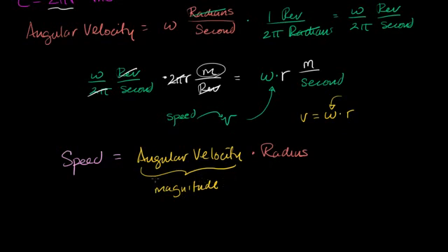And if you wanted to solve for angular velocity, you divide both sides by radius, and you get angular velocity, omega, is equal to speed, which we're using v for, divided by the radius. So we can actually use this information to do other interesting things later on, but hopefully this gives you a sense of how all of this stuff is related.